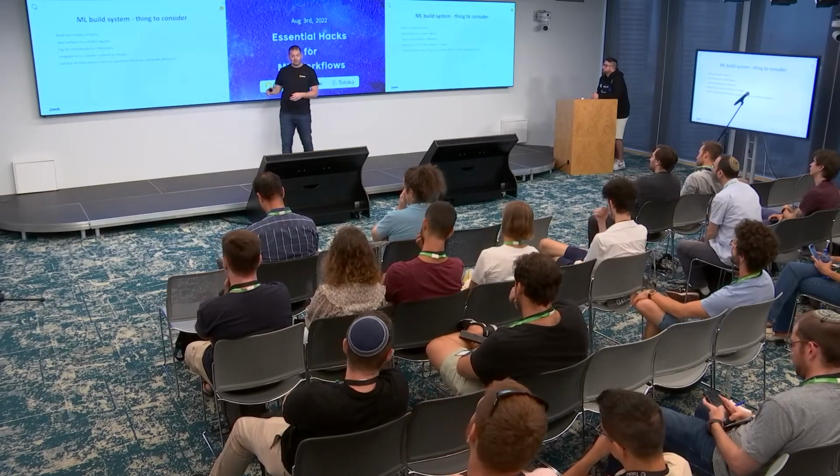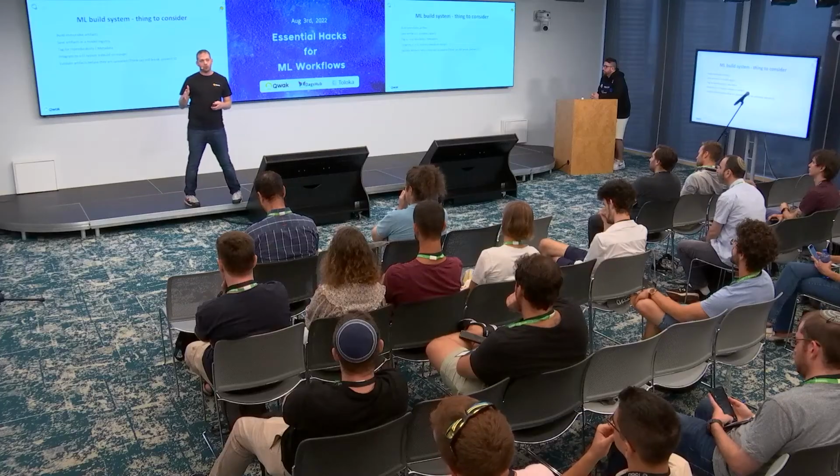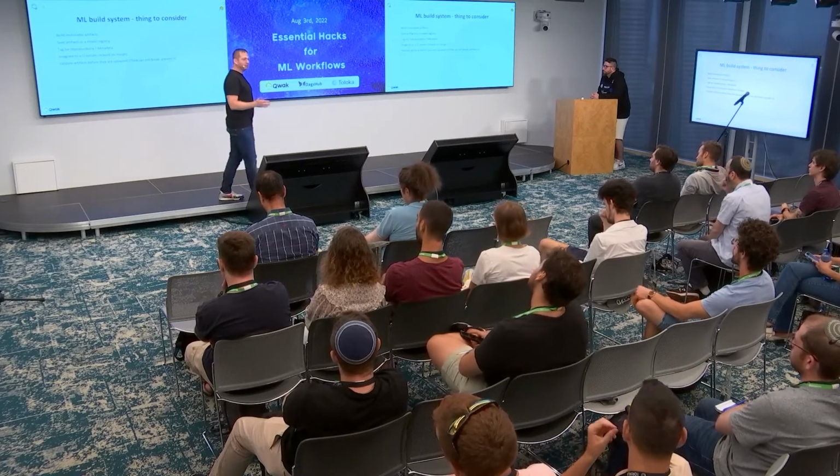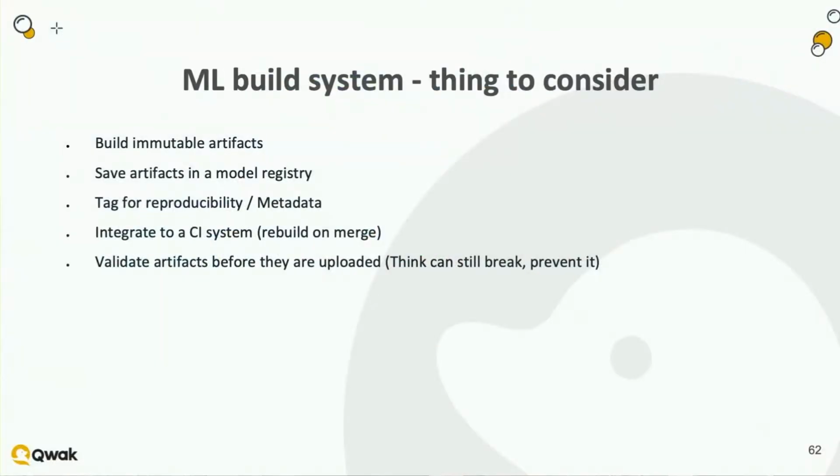Fourth is integrate to a CI system. Once you have a structure, once you have a way that every model looks like, and you have a process that you can use, you can then integrate that process to a CI system, and make sure that with any kind of change in the code and merge to main, for example, this process will run and I will have a new version of this model.